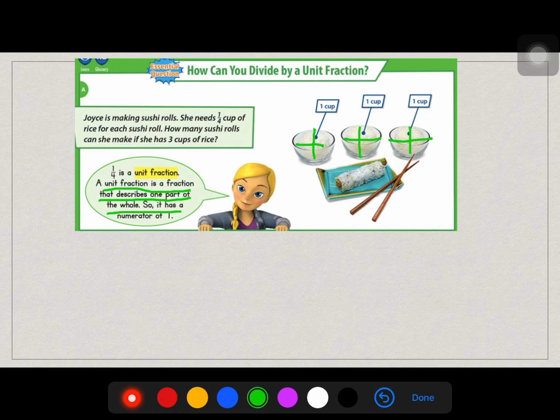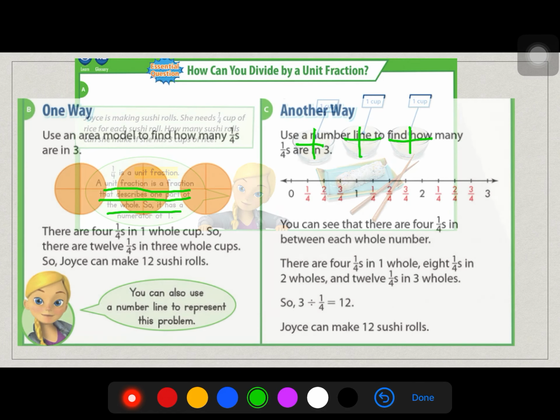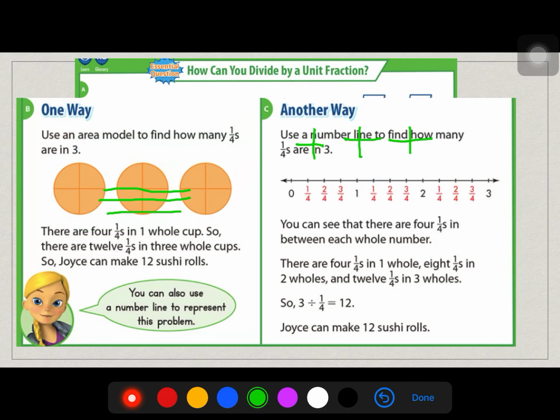Well, there's 2 ways you can look at solving this. My lines are going to be there, I'm sorry. You could use an area model, and this is exactly what I did over her bowls of rice, right? I separated them into fourths. There are 4 1/4 in 1 cup, so there are 12 1/4 in 3, because 4 times 3 gives us 12.